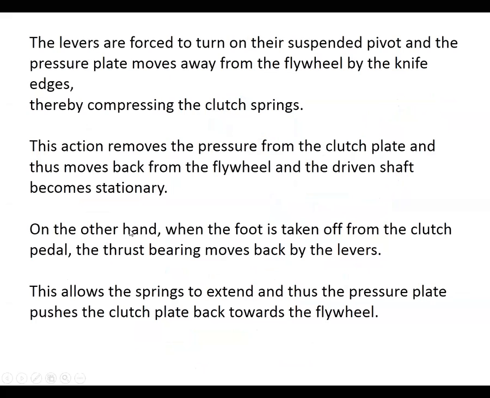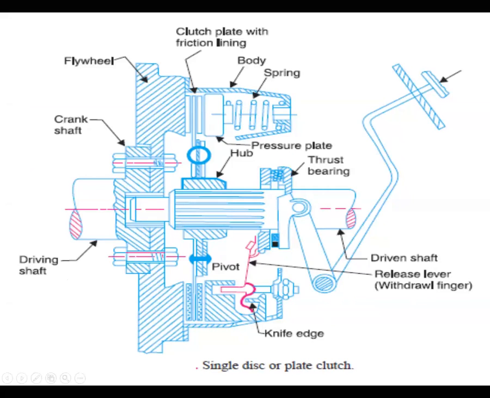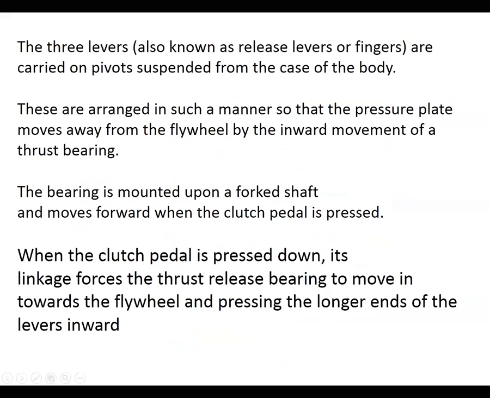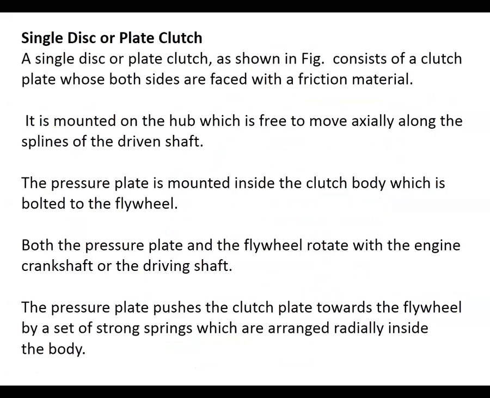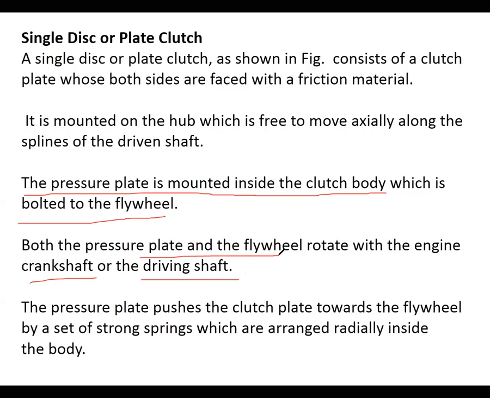So this is the same working principle; I explained this same diagram in the video also. Now come to this. The pressure plate is mounted inside the clutch body, which is bolted to the flywheel. That means it is inside the body. Both the pressure plate and the flywheel rotate with the engine crankshaft or driving shaft. So whenever the engine is rotating, the pressure plate and flywheel are rotating.